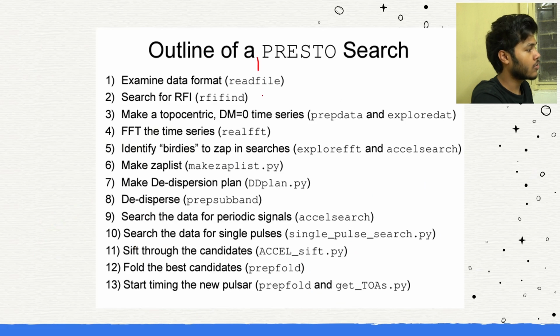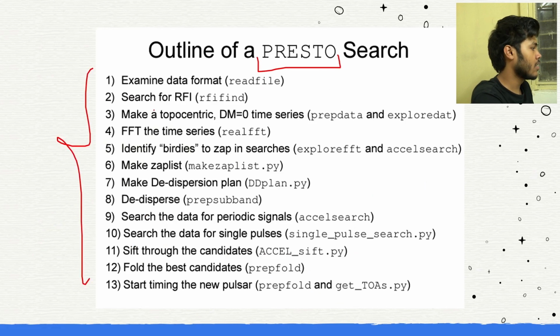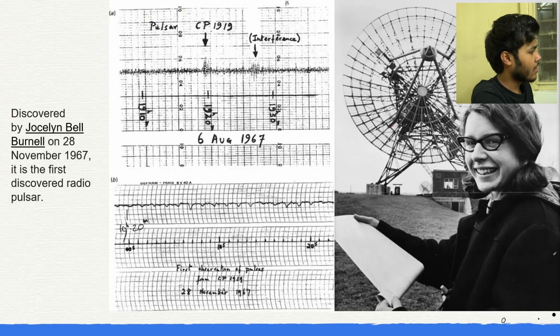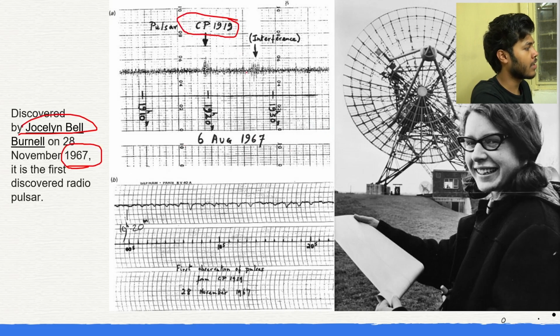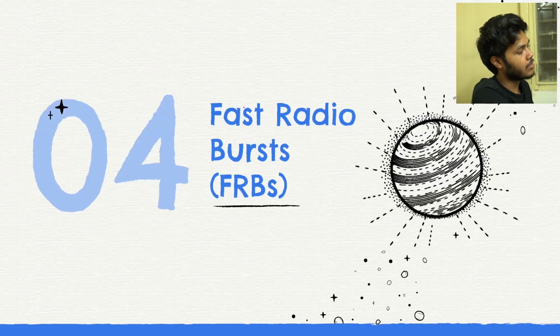So the software we were using before was PRESTO, and these are the steps it takes to find a pulsar. You can see these steps. The first pulsar was detected by Jocelyn Bell in 1967, and it was named CP1919, and she was 24 years old when she discovered the first pulsar.